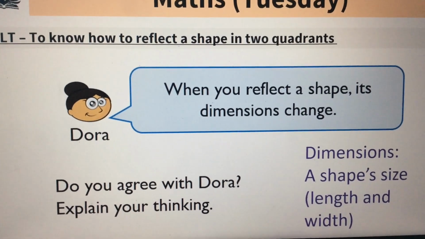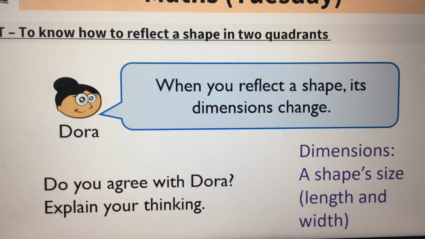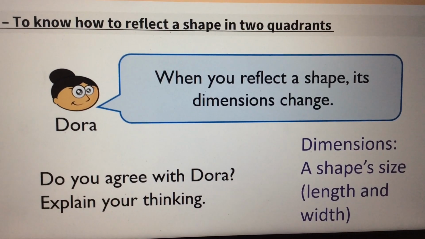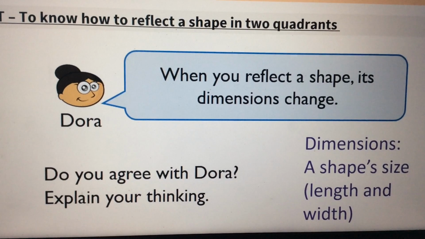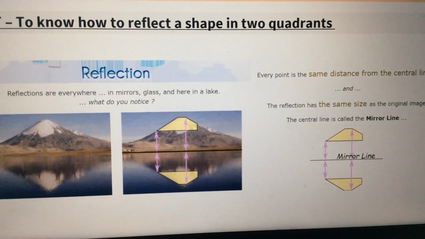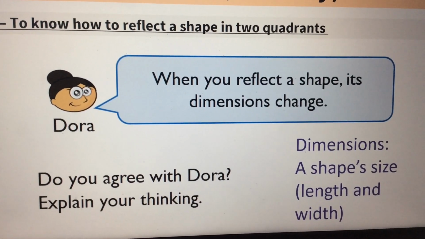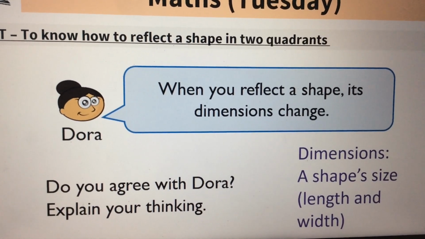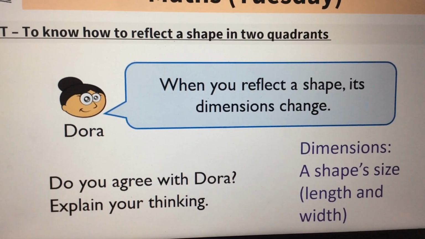Right, so we've got Dora, and Dora is saying, when you reflect a shape, its dimensions change. Now the dimensions are a shape's size, its length and its width. Okay, do you agree with Dora? Explain your thinking. So as we learnt here, the reflection is the same size as the original picture. So Dora is not correct. When you reflect a shape, the dimensions, the size of the shape, will remain exactly the same. It's not going to get bigger and it's not going to get smaller.